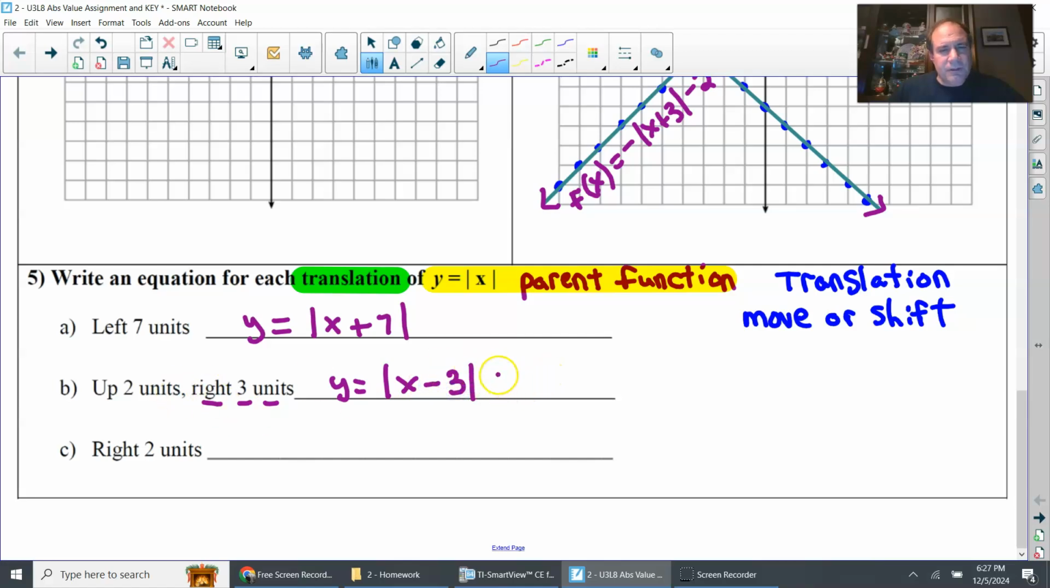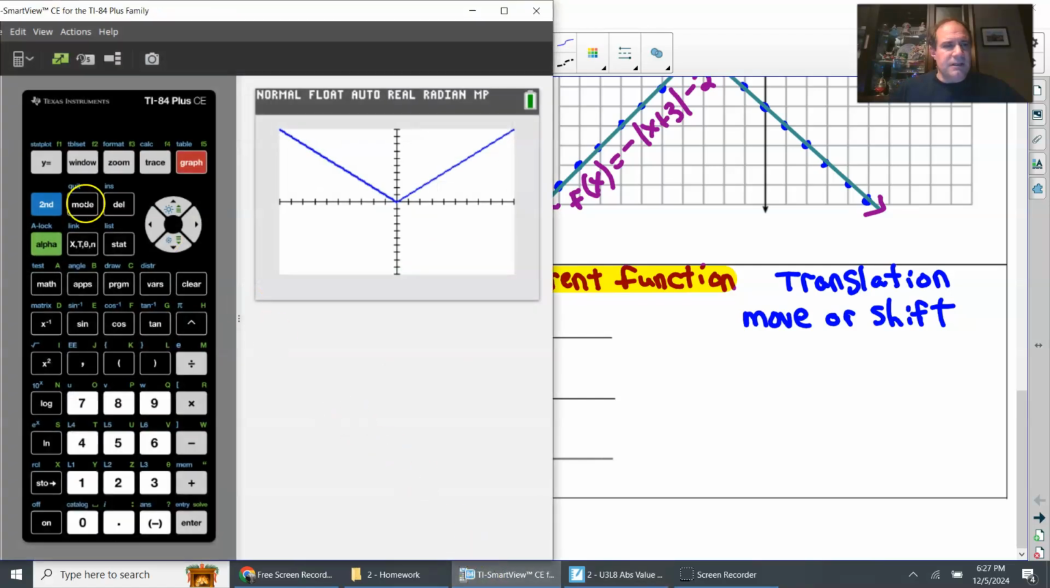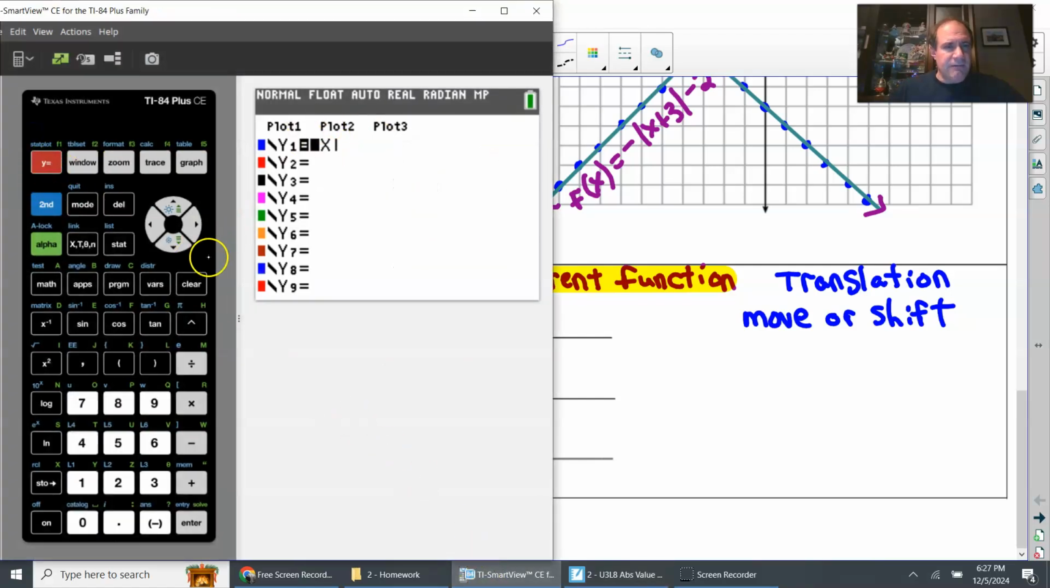Then up 2, that's a plus 2 on the outside. Again, you could put these into your calculator and you could figure out exactly if that is correct. So if I put this into the calculator, that's the parent function.